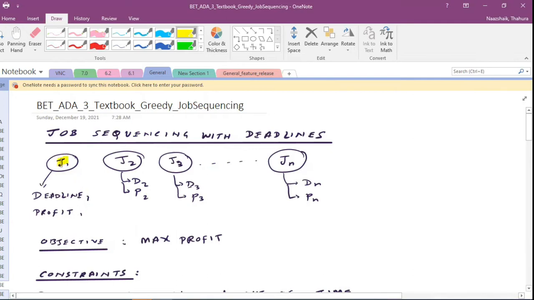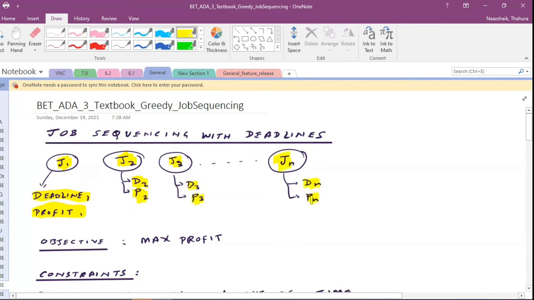Like say you have subject 1, and they say your deadline is you need to complete within 4 days, and if you do that, you will get some points, say five marks. Similarly, subject 2 will say you need to complete by Friday. You have 5 days time, and if you do that, you will get 10 marks. So every subject has a deadline and a profit.